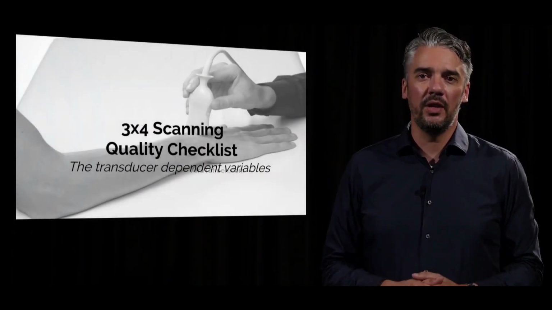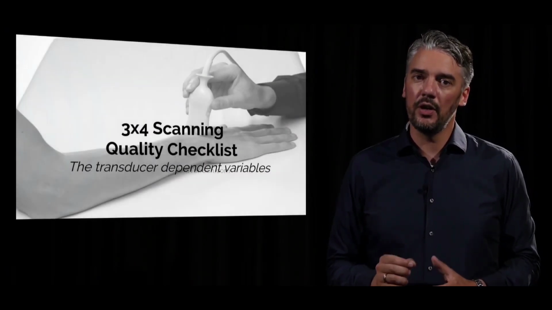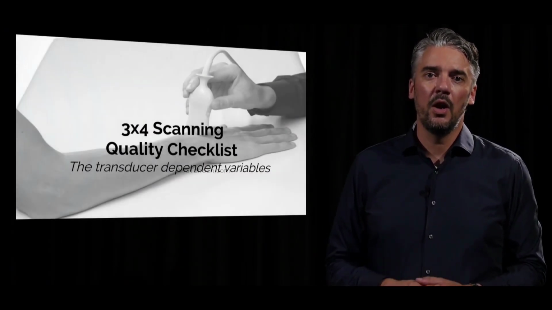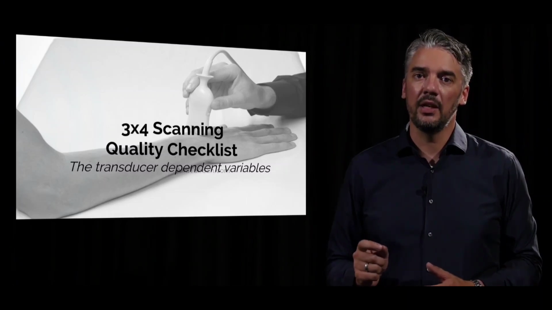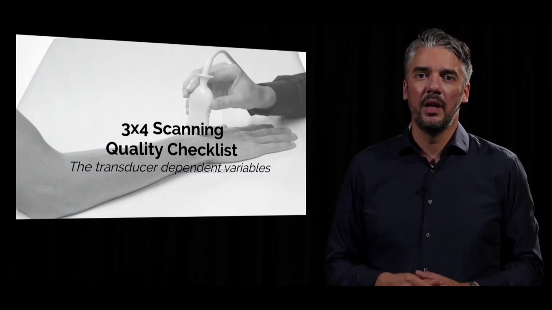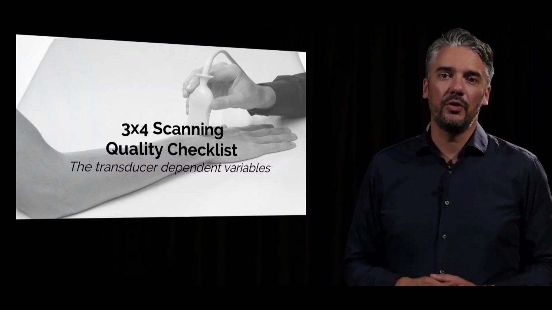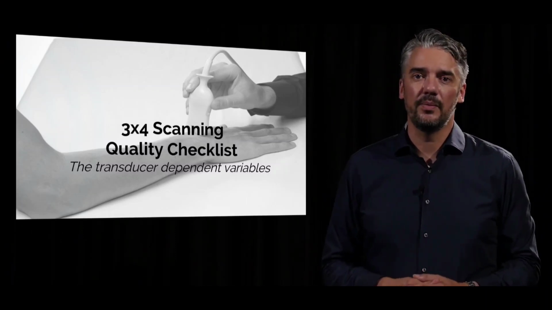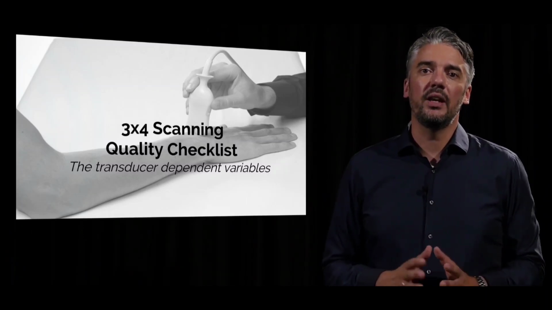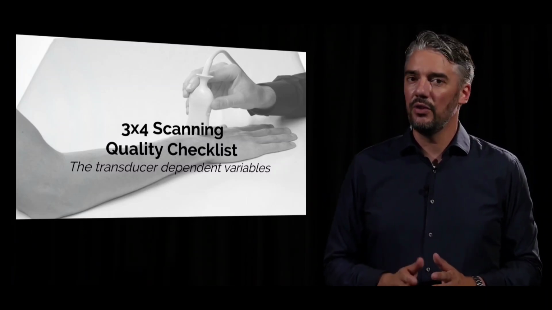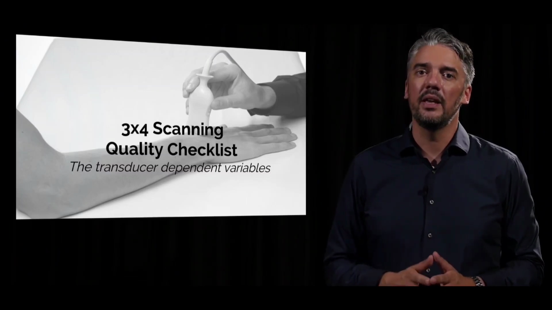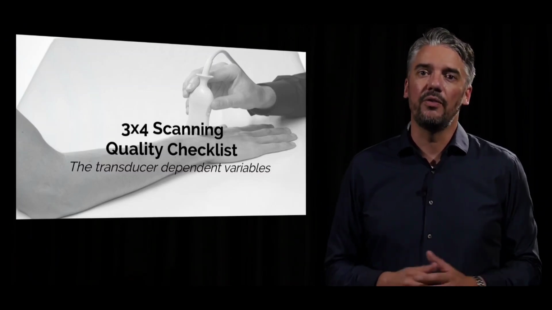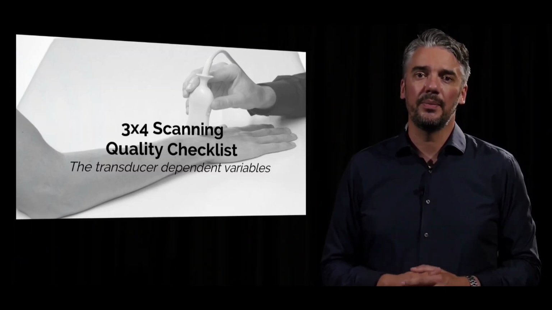The purpose of this presentation is to explain the transducer-dependent variables of the 3x4 scanning quality checklist that should be used in daily musculoskeletal ultrasound clinical practice. Using this checklist will ensure that you scan your patients in a critical and qualitative way and that you lower the risk of false positives and false negatives.